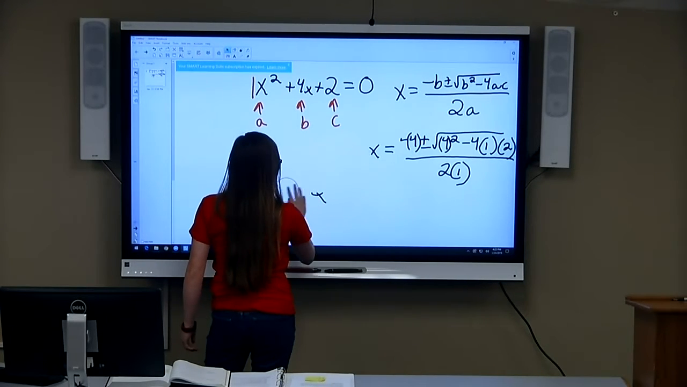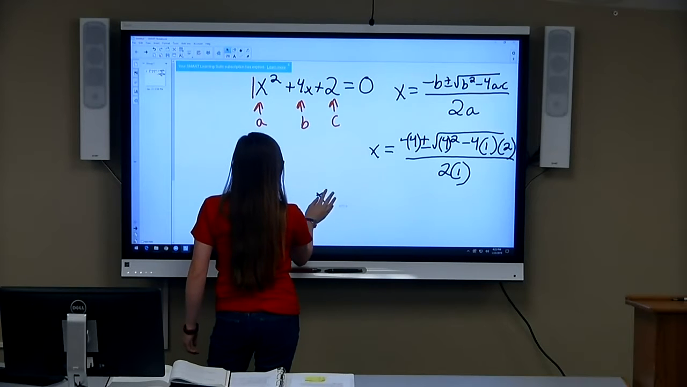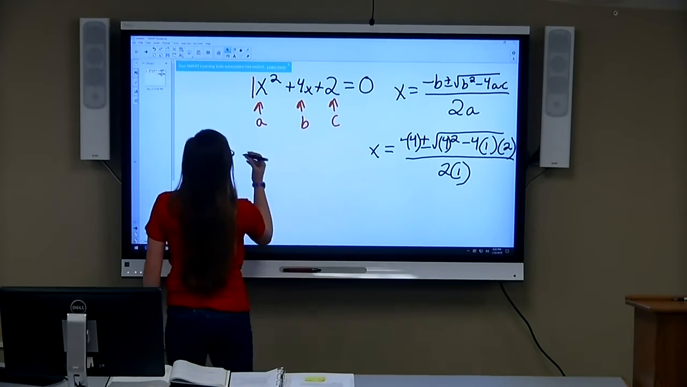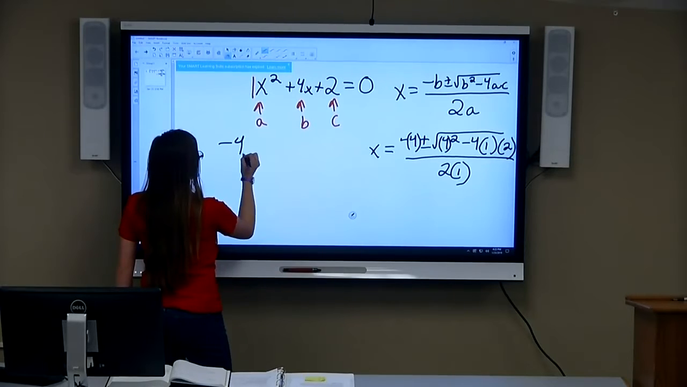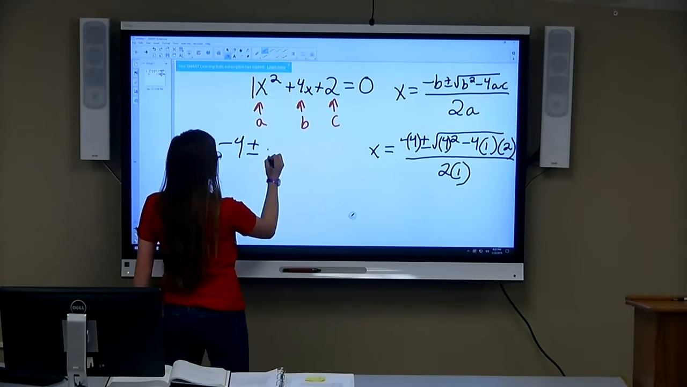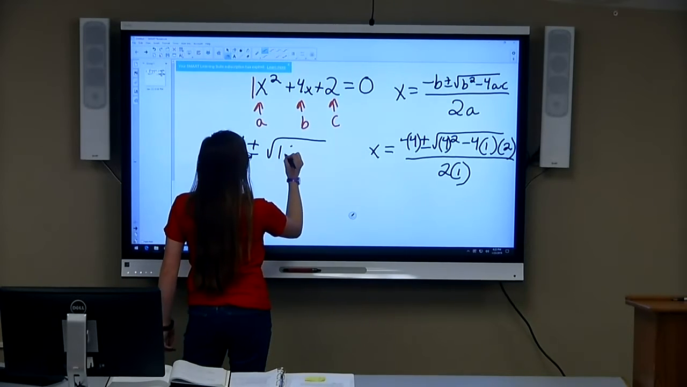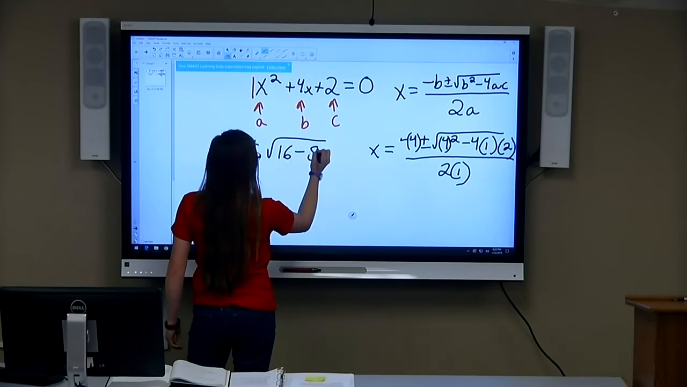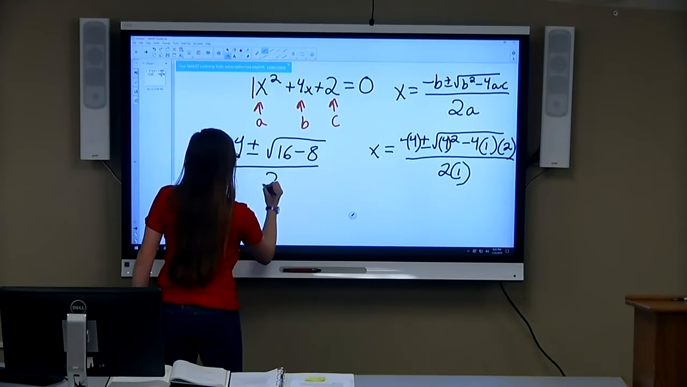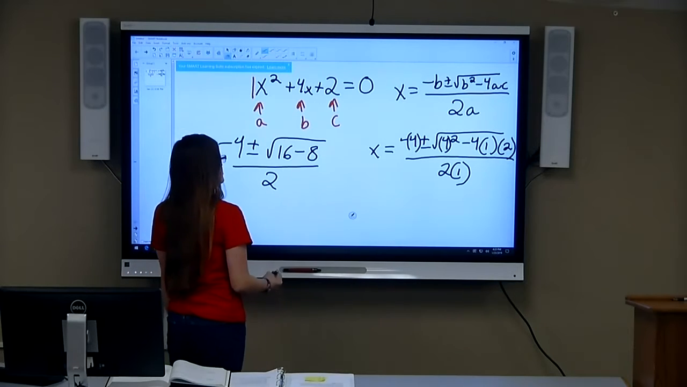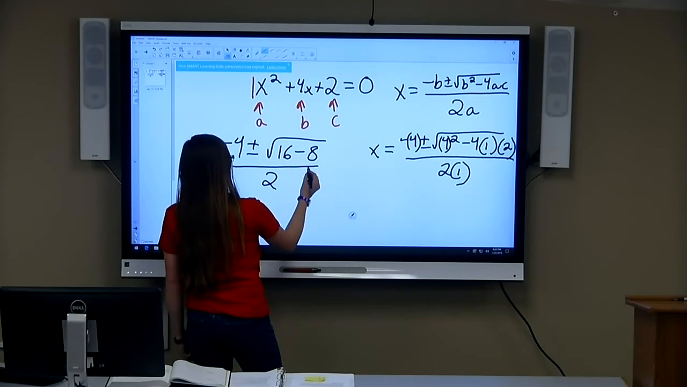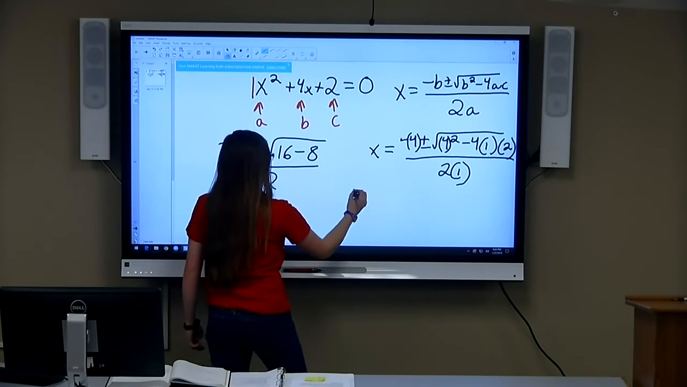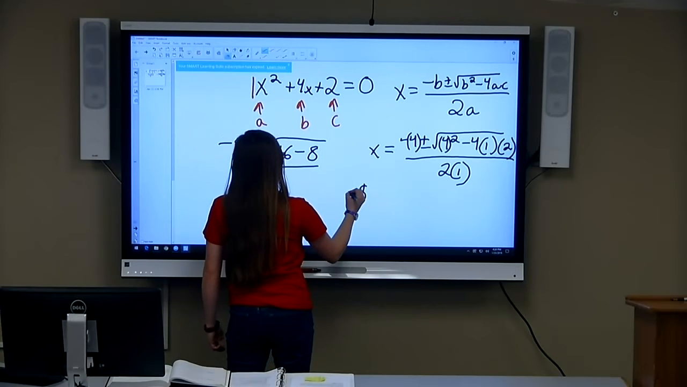Let me rewrite that part. -4 plus or minus the square root of 16 minus 8, over 2. When you finish solving, you have to finish the inside part first, which will give you the square root of 8, plus or minus negative 4.